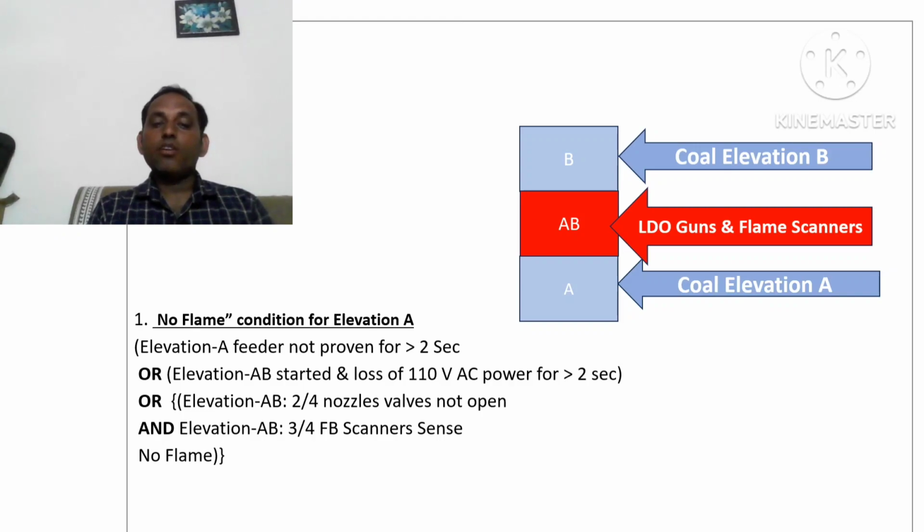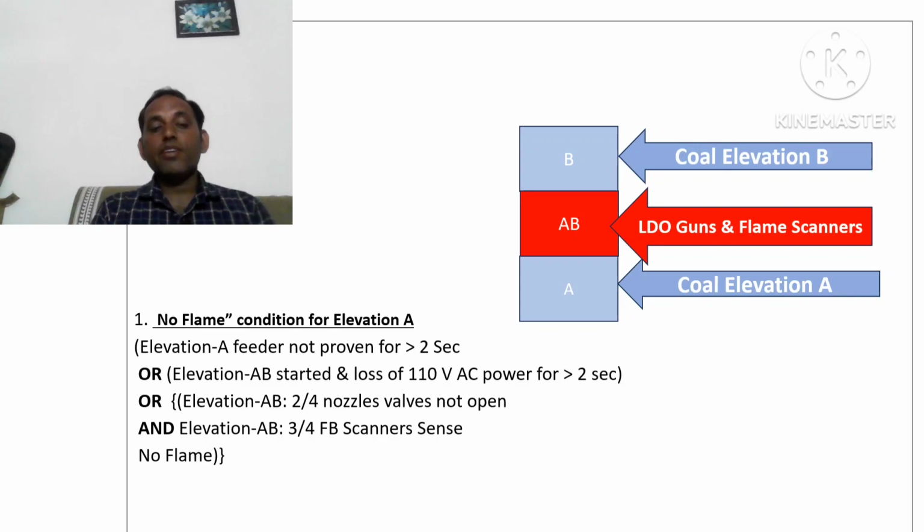Elevation A feeder not proven for more than 2 seconds. If it becomes true, it votes for no flame. The second one is elevation AB started and loss of 110 volt AC power for more than 2 seconds. It means that if any gun is in service at AB elevation and the 110 volt AC power supply failure takes place for more than 2 seconds, this condition becomes true and contributes to the no flame vote.